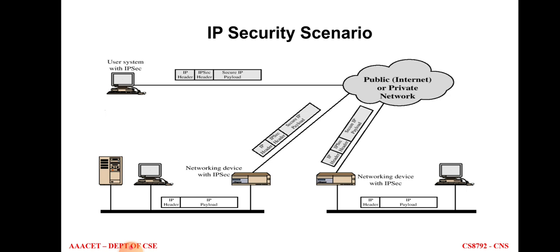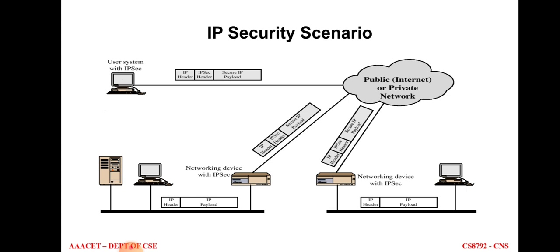This is the concept of the IP security scenario. So you can clearly see that from the end system the packets are transmitted to other systems via the internet, that is a private network. So the packet has to be sent from one end to another end.